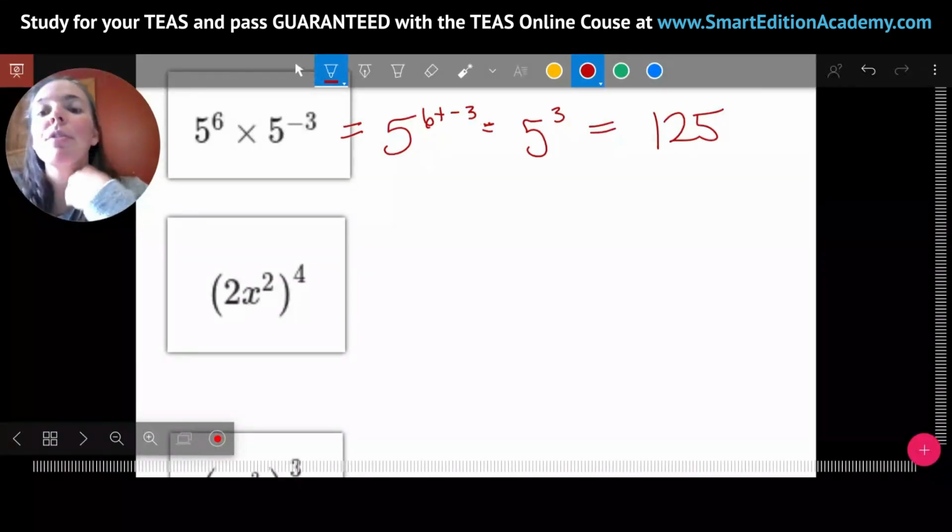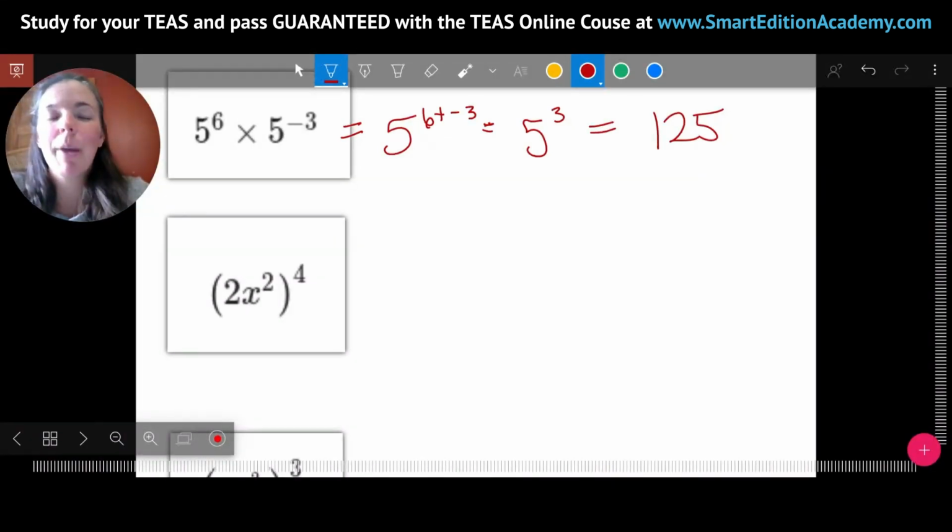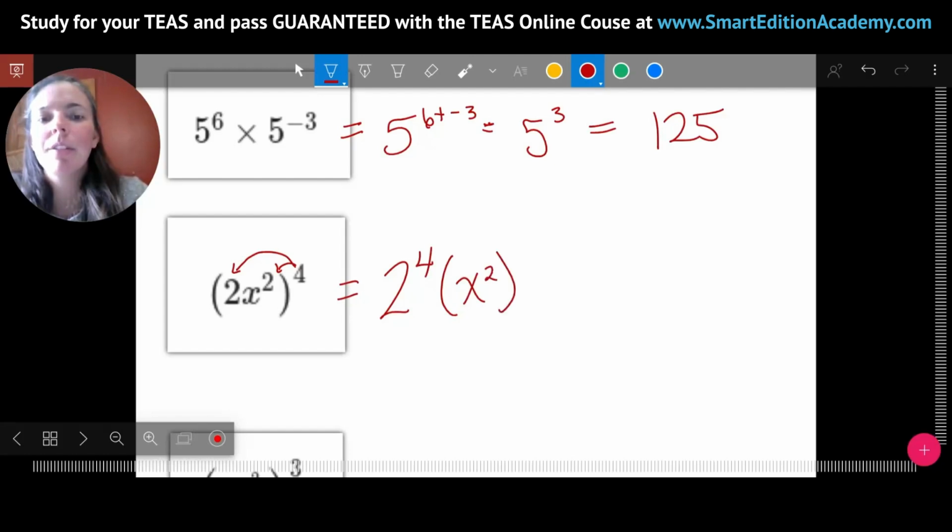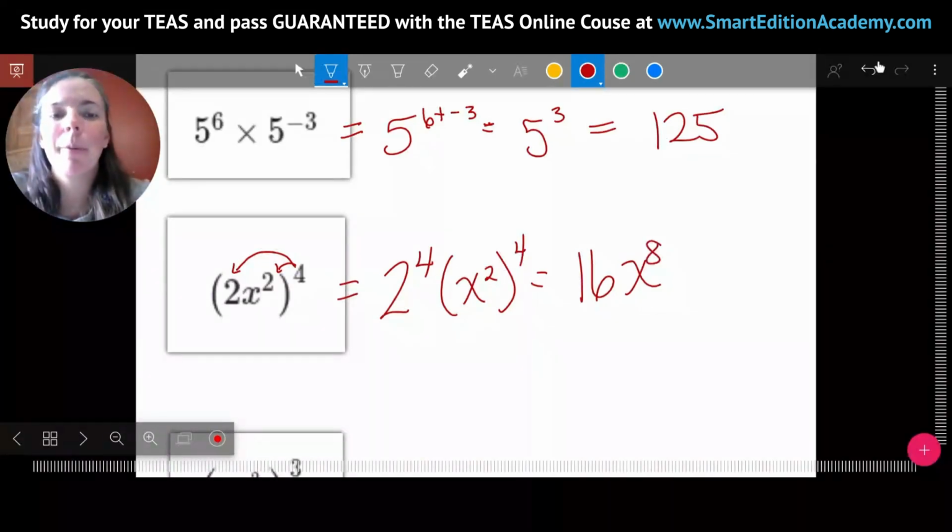Okay, let's see what happens when we do this next one. 2x squared raised to the fourth power. Well, what you want to do is make sure that this 4 is being applied to both of the terms within here. So this would basically be 2 to the fourth. And then we have x squared raised to the fourth. So let's see what happens here. 2 to the fourth can be simplified to 16. 2 times 2 times 2 times 2. And then x to the 2 raised to the fourth, you get to multiply those. 2 times 4 is 8. So this would be 16x to the 8th power.